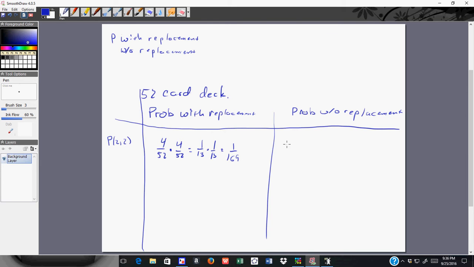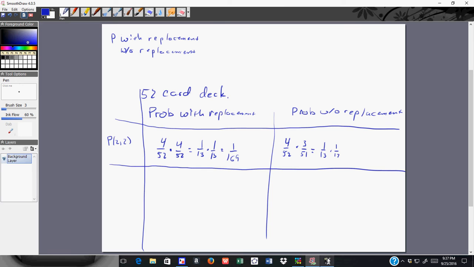Now I'm going to do the same question, probability of getting 2 2s, without replacement. I have a 4 out of 52 chance of getting the 2, but I don't put the card back. That's what without replacement means. So now there are only 3 2s left in the deck, and there are no longer 52 cards. There's only 51. Well, this one's going to be a little bit more difficult. I know that 4 goes into 52 13 times, so that's really 1 out of 13. And I know that 3 goes into 51 17 times, so that's 1 out of 17.